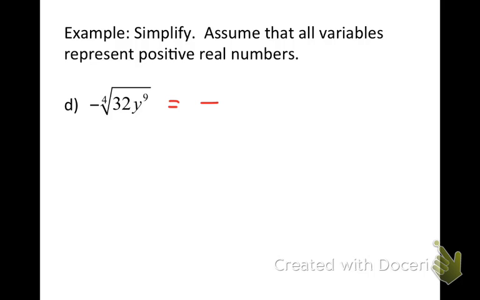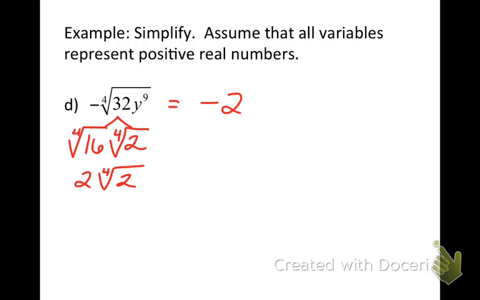Not a perfect 4th. It's not on my list. So now I need to think which perfect 4th goes into 32. 16 times 2. So I have a 4th root of 16 and a 4th root of 2. So my 4th root of 16 is 2, and we're going to be left with a 4th root of 2 underneath my radical sign. So we're going to have a negative 2. I'm going to leave myself a blank and put my 4th root of 2 there.